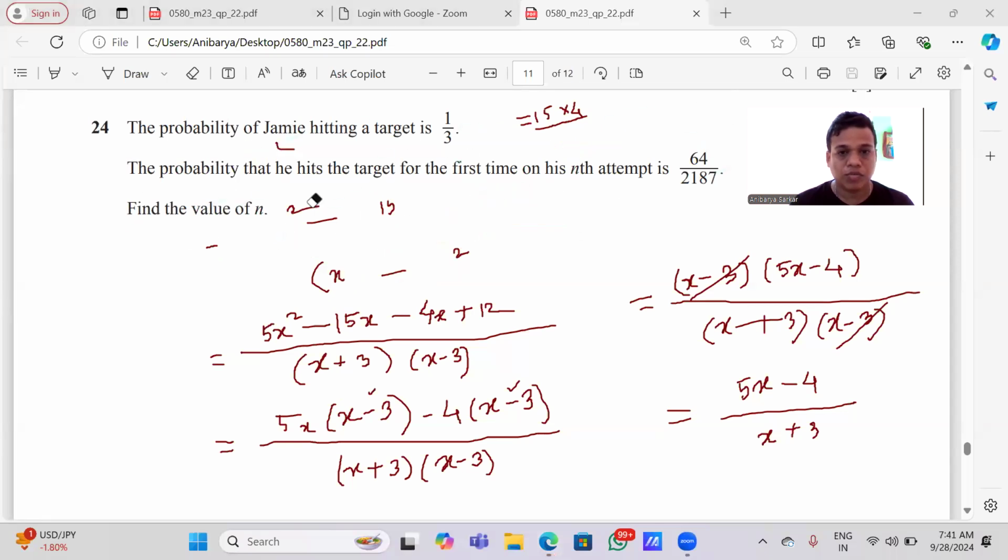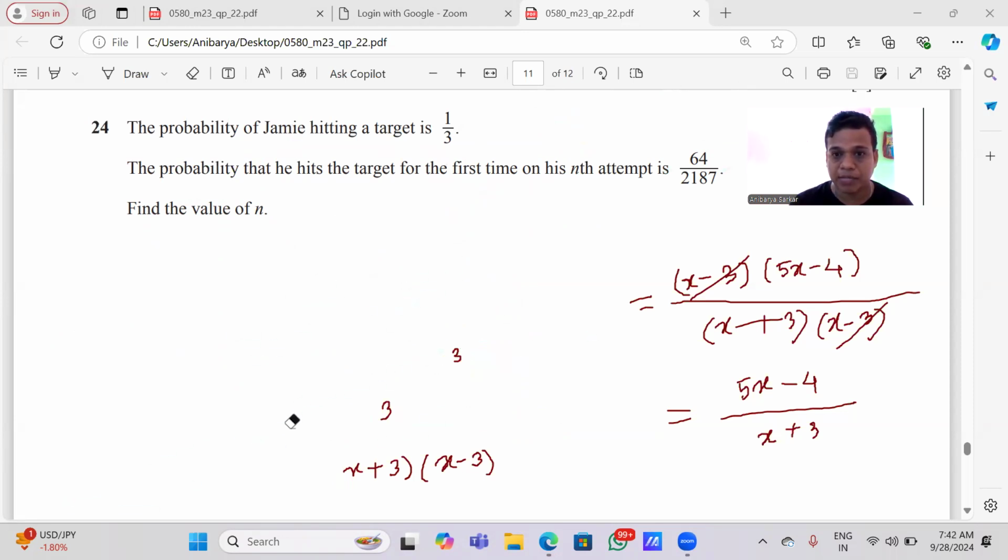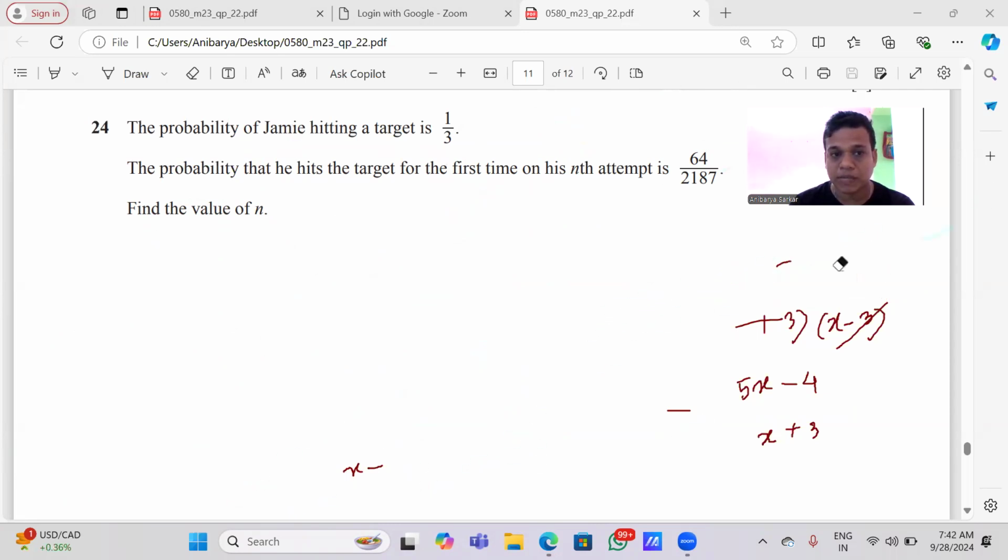Now the next question, question number 24. The probability of Jamie hitting a target is 1 by 3. The probability that he hits the target for the first time on the nth attempt is 64 by 2187. Find out the value of n.